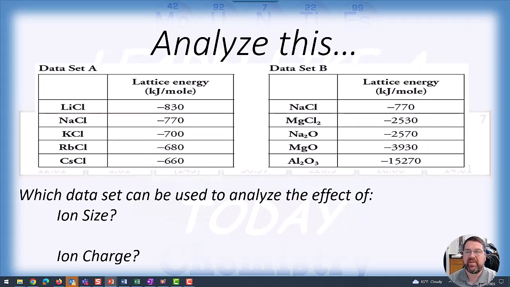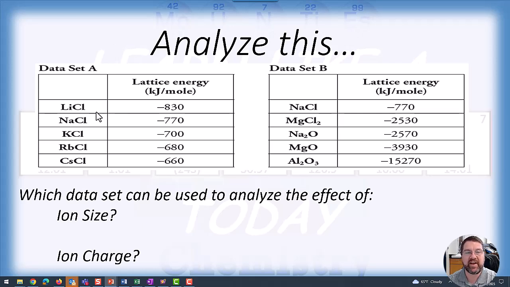So if we take a look at these two data sets here, in data set A, we're comparing some chlorides and looking at their lattice energy. In data set B, we've got a mix of some chlorides and some oxides and their lattice energies. So if we want to determine which data set can be used to analyze the effect of the size of ions, we'd want to pick a data set where one of the ions is being held constant. So we can look at the other ion and determine, as that changes, what's happening to the lattice energy.